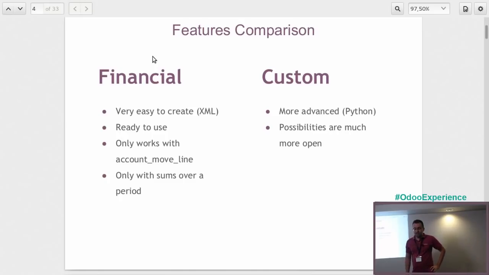On the other hand, if you need to create a more advanced report, you need to write Python code. So that's what we call the custom report. That will be the topic of this presentation. As you write Python code, you can do pretty much anything you want, and the possibilities are much more open.